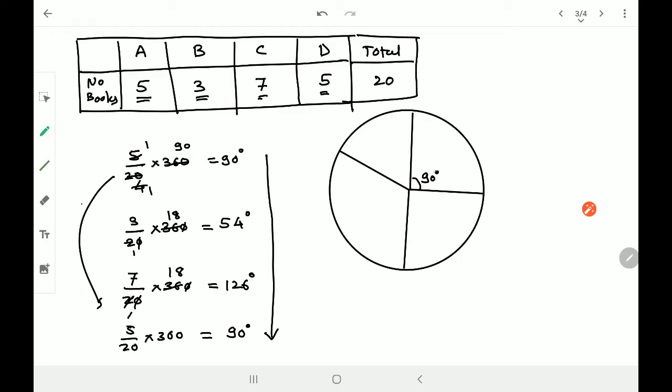So I'll write it here. This is 90 degrees. This is how much? 54 degrees. This is how much? 126 degrees. And this is again 90 degrees. This is represented A, and this sector represented B. This sector represented C, and this sector represented D. And that's it. My pie chart is done. Clear? I just hope you are understanding the idea of this fraction converting into angle. The fraction, that is 5 out of 20, I converted into angle by multiplying by 360. Why did I multiply by 360? The reason is the total angle of a circle is 360.